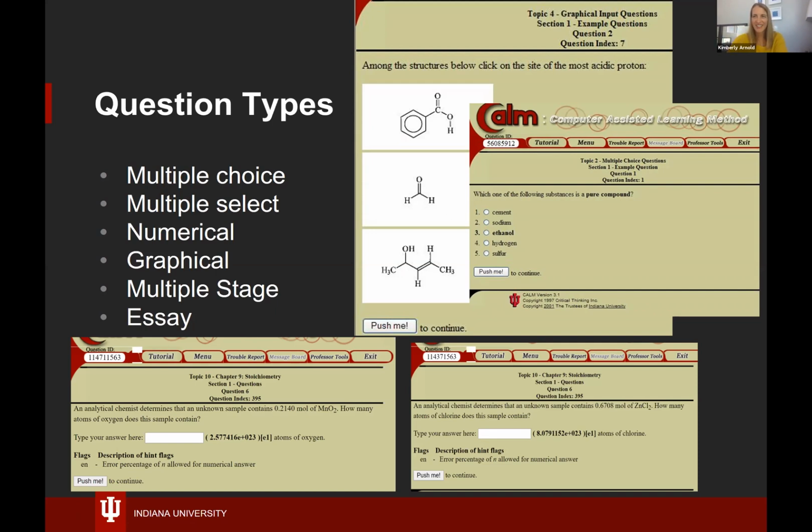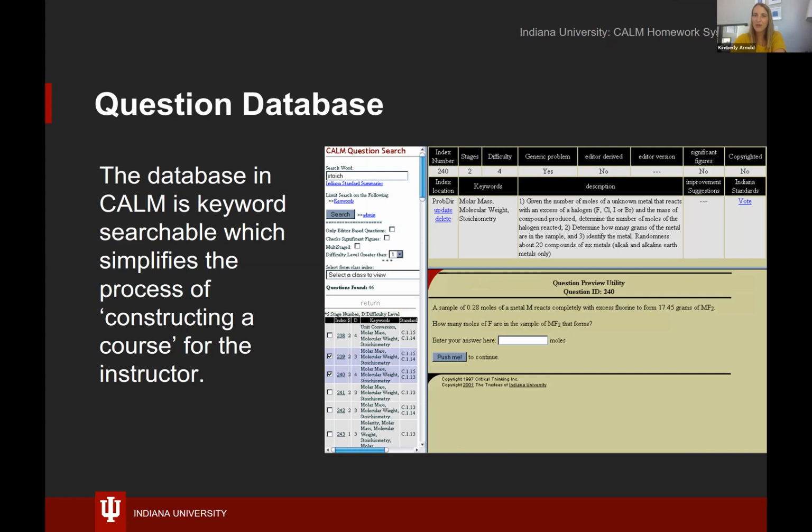The great thing is, I'll go to the next slide here, there is this question database. As you go through and select questions that you want to use, you can search by keyword. Most of them should have keywords added to them. So if someone said molar mass or molecular weight or stoichiometry, any of those would have pulled up this question. You can also preview the question right here. This person searched stoichiometry, even just a short abbreviation, and 46 questions were found.